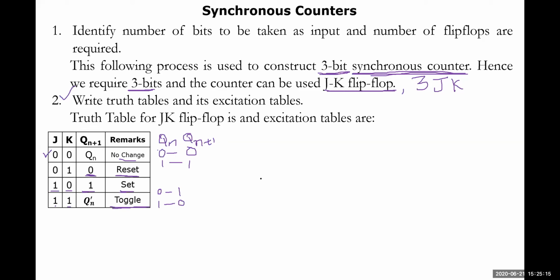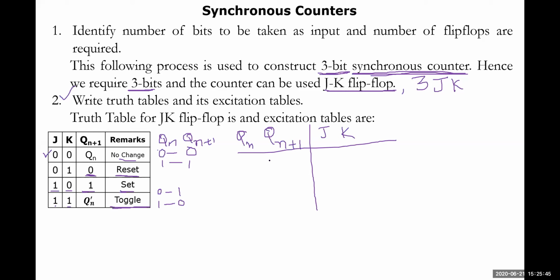What do you mean by excitation table? An excitation table is always generated like this: I have the present state with me, and I would like to consider this as my next state. If you consider it in such a way, what could be the inputs of J and K here?